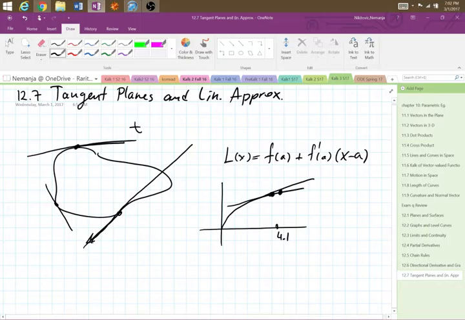So now, if I have some kind of a 3D space, I am able to find the tangent plane to that surface.